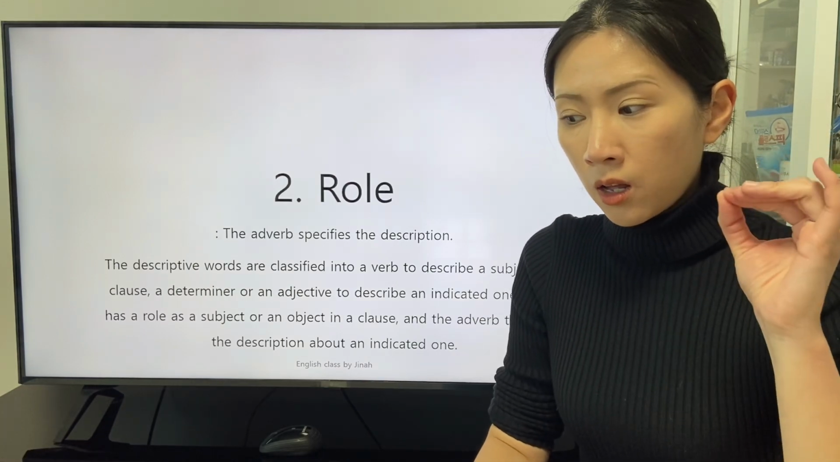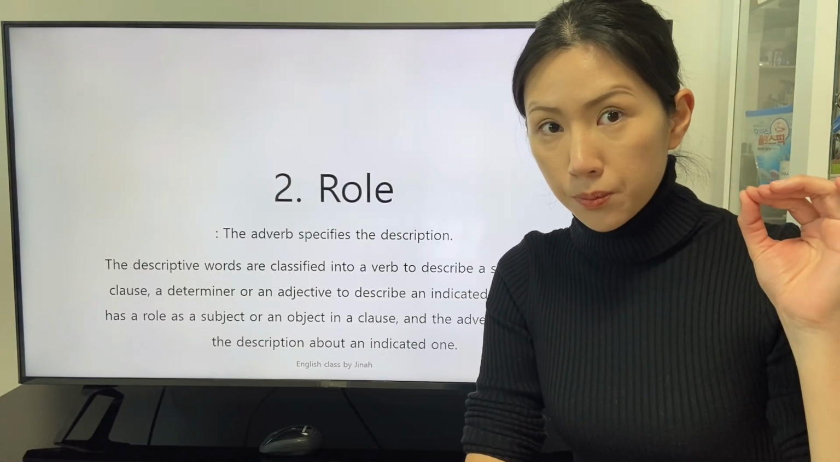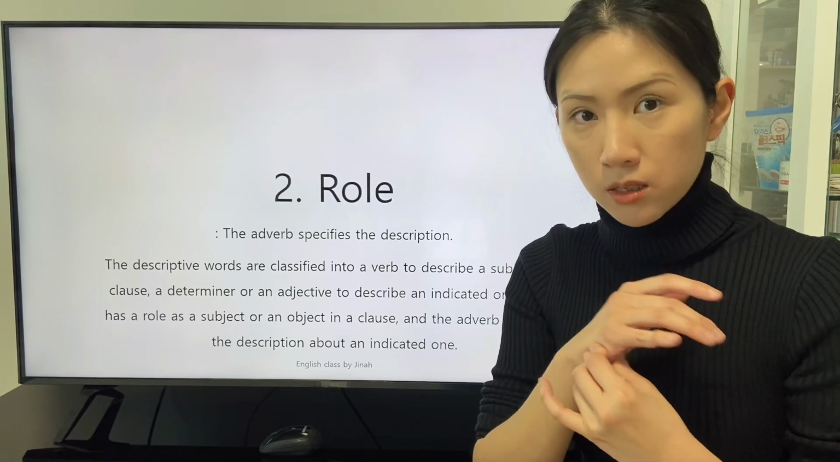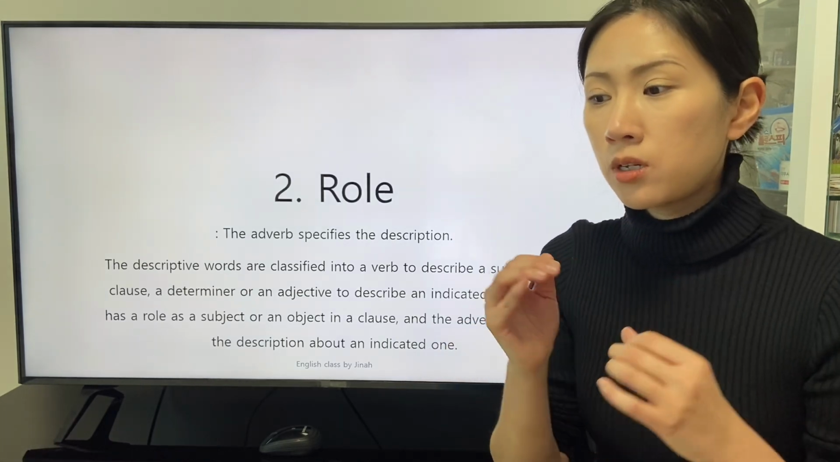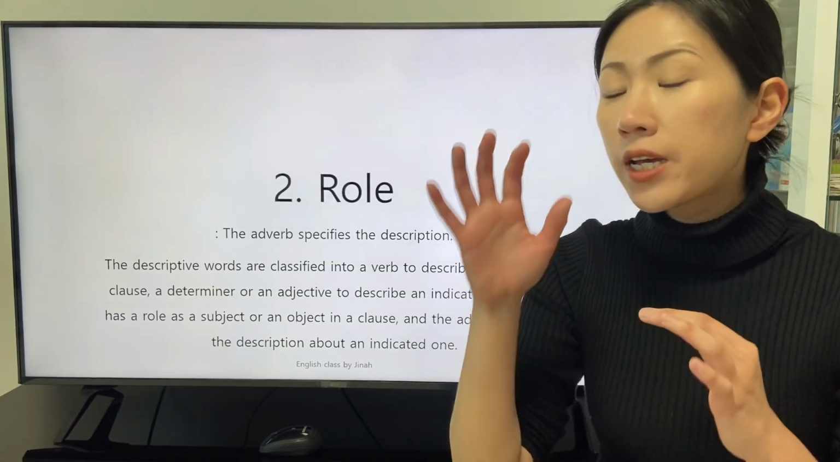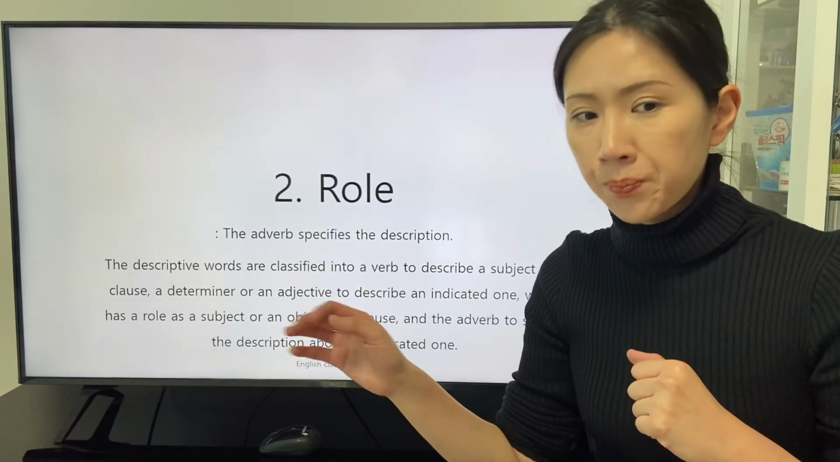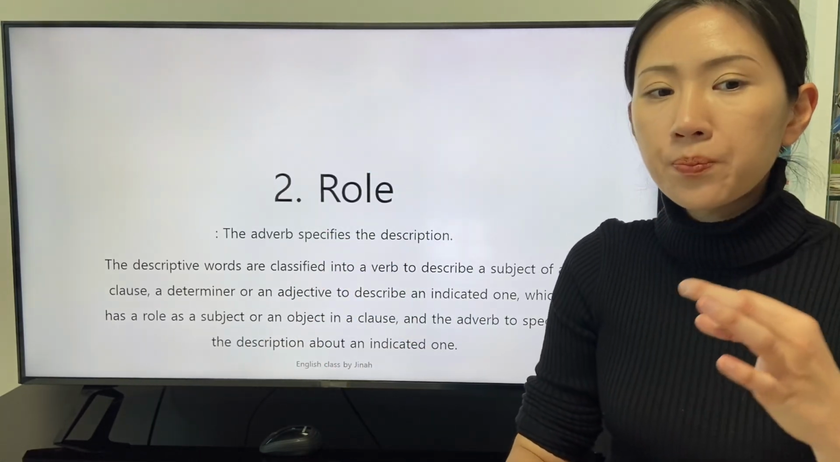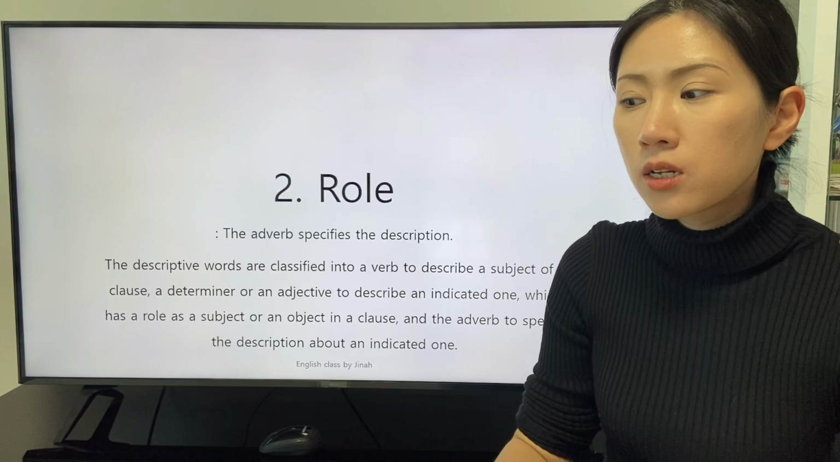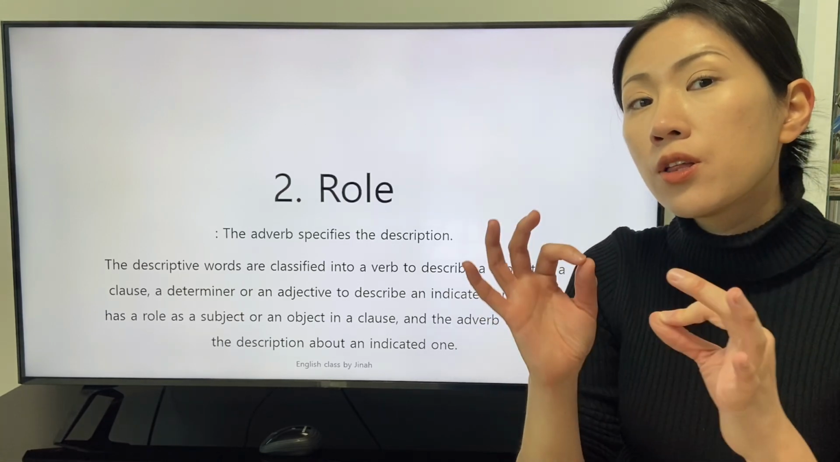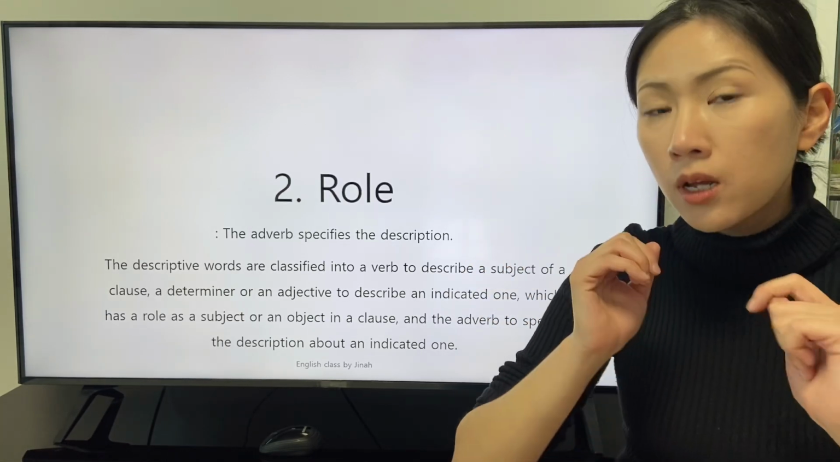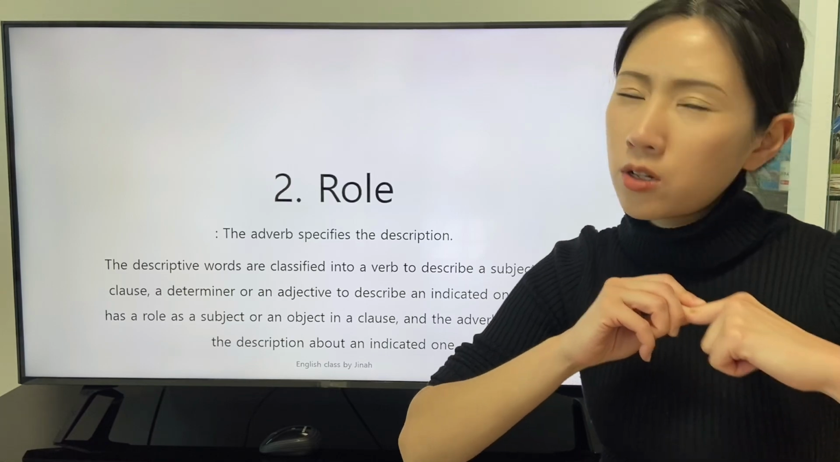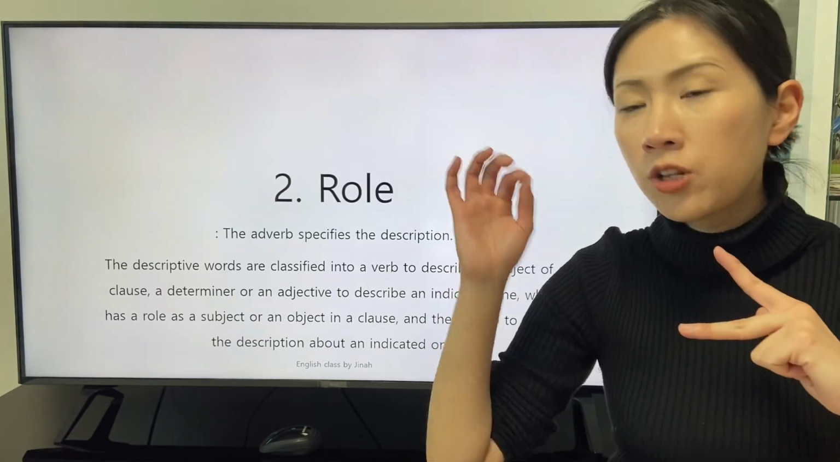With the preceded discussion about the role of each descriptive word, the adverb specifies the definition of a verb, a determiner, or an adjective, or another adverb.